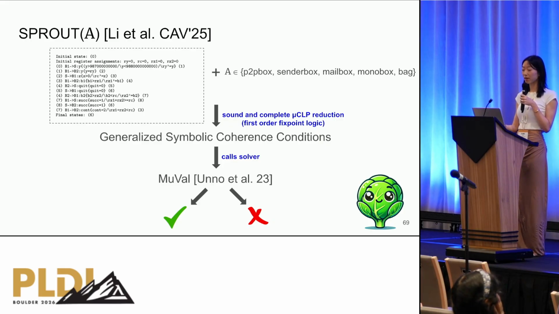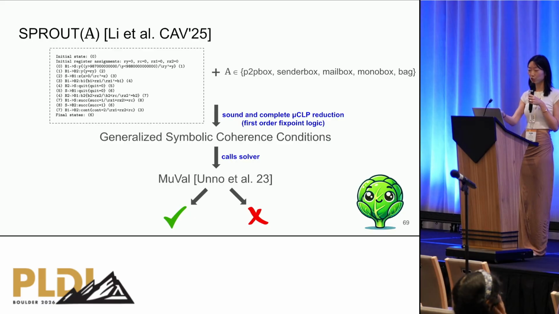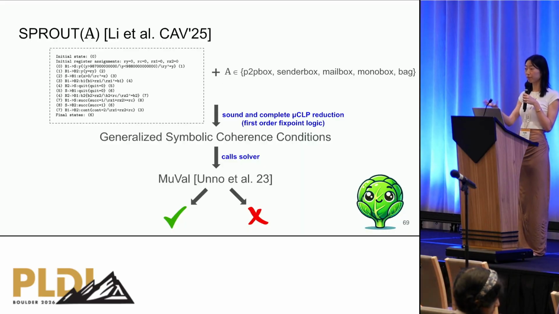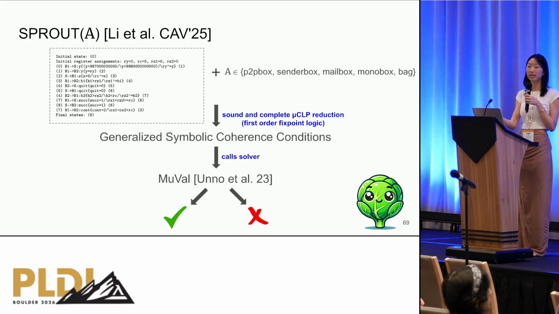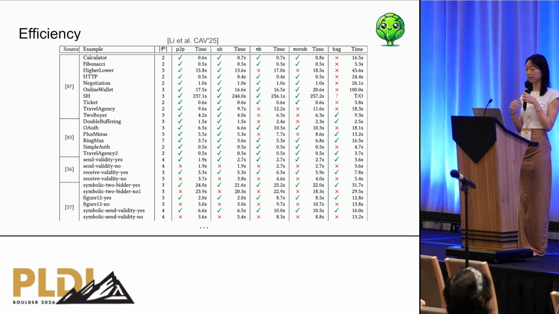We implemented our decision procedure in an extension of a tool for peer-to-peer FIFO called Sprout. Sprout additionally takes as input a choice of 5 common homogeneous network architectures. It implements a sound and complete reduction to MuCLP and discharges the obligations to a state-of-the-art MuCLP solver. We show that Sprout does not sacrifice efficiency despite supporting more network architectures.